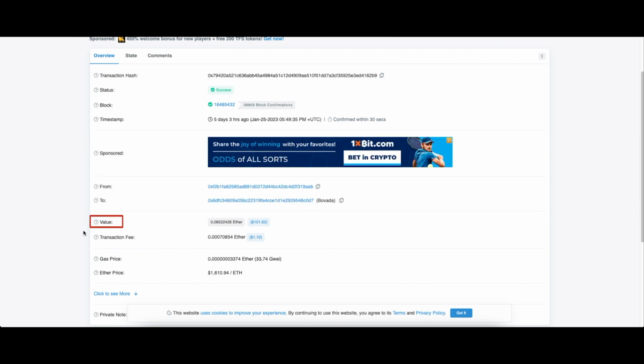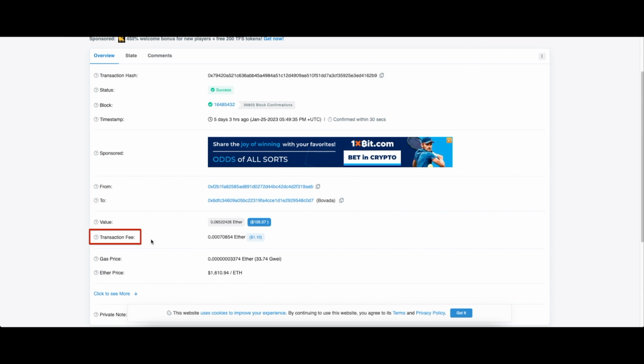Next is the value. This is the actual value being transacted. It's listed in both Ether and a fiat-based currency, US dollars. The spot price is, by default, listed as the current value at the time of viewing. It is not historically accurate. It lists the current fiat price for the listed amount of Ether. Click the price to see the historical spot value for the day of the transaction.